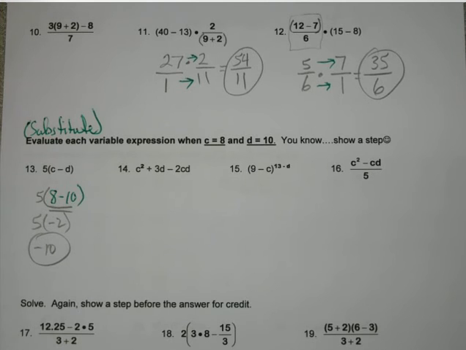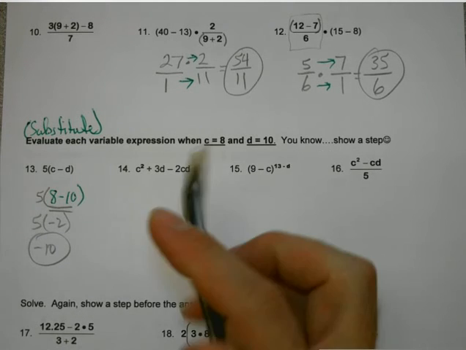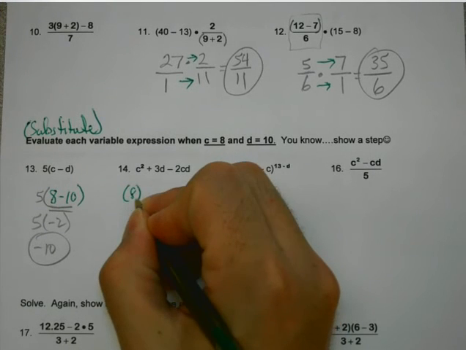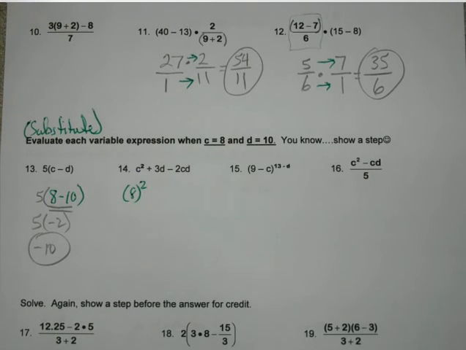So as you work through these, whenever you see something squared, we're going to want to use parentheses in case we run into a negative sometime. We'll get into that a little later.